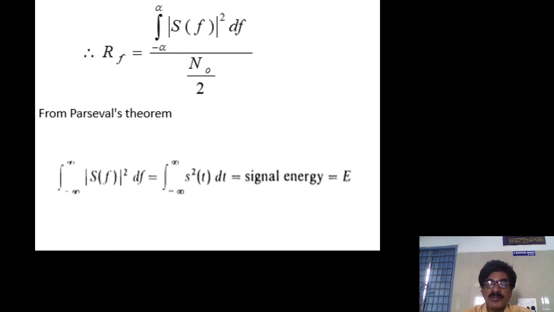Again here we apply Parseval's theorem. What does Parseval's theorem represent? Integral of minus infinity to infinity mod S of f square df, or in the time domain also, represents the signal energy, equal to capital E. So R of f is 2 times capital E divided by N naught. Now how much did we get? 2 times the signal energy divided by N naught. R of f is less than or equal to this much.